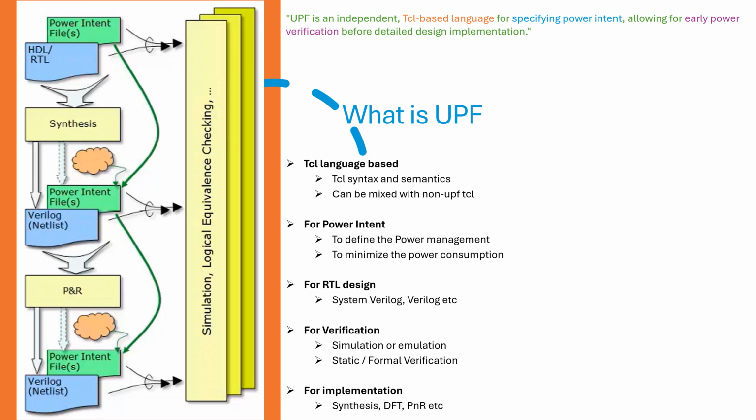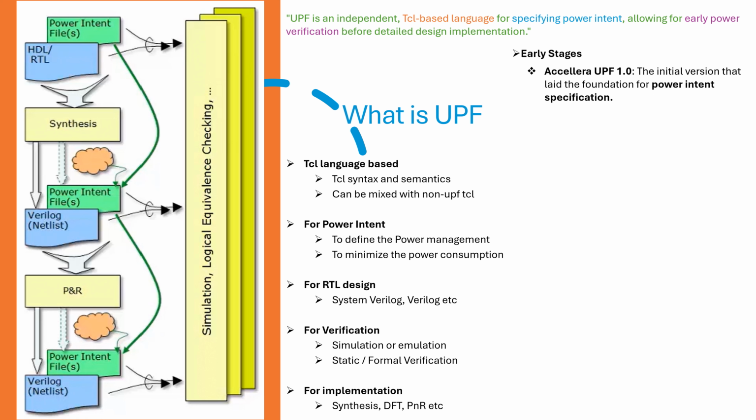In summary, UPF files are a collateral used along with the VLSI design flow, that is during the RTL design, during RTL verification, during synthesis, during PNR, and then during DFT. So the goal is to design keeping power in mind, being aware of the power, and going for design.